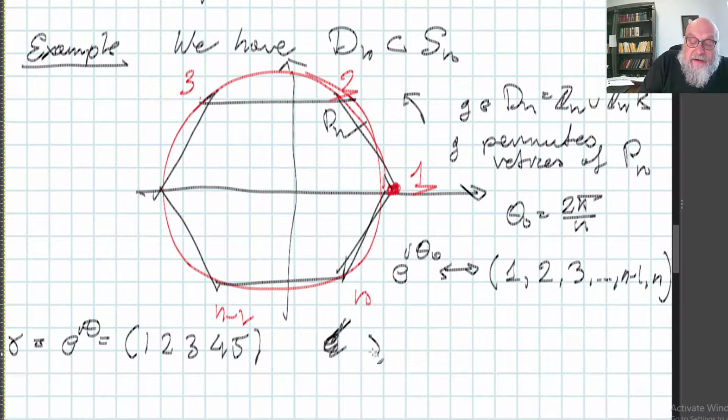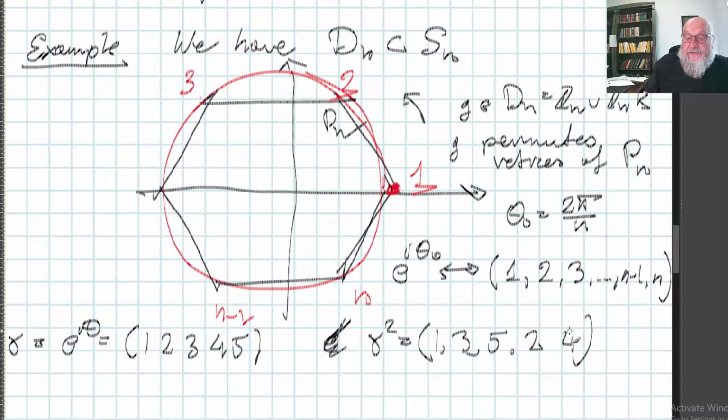So what will be gamma squared? In our case, it will be 1 goes to 3, 3 goes to 5, 5 goes to 2, and 2 goes to 4. This will be another cycle. And what will be gamma to the power 3? In this case, you just apply it one more time. So we get that 1 goes to 2, goes to 3, goes to 4.